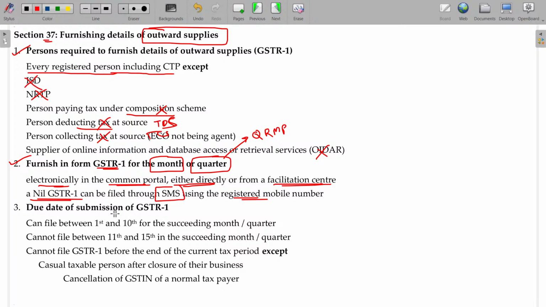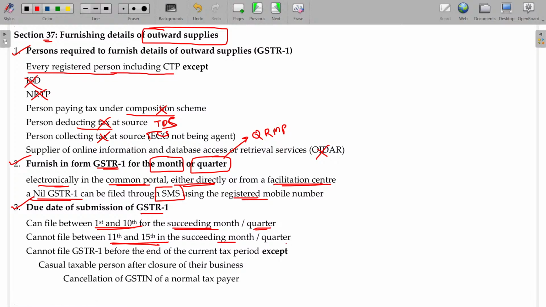And the due date of submission of GSTR 1 being what? You can file between 1st to 10th of the succeeding month or quarter. Quarter is for the QRMP scheme, generally it's the succeeding month. Cannot file between 11th and 15th. Why can the form not be filed between 11th and 15th? By that time it is going to be analyzed by the recipient, right?